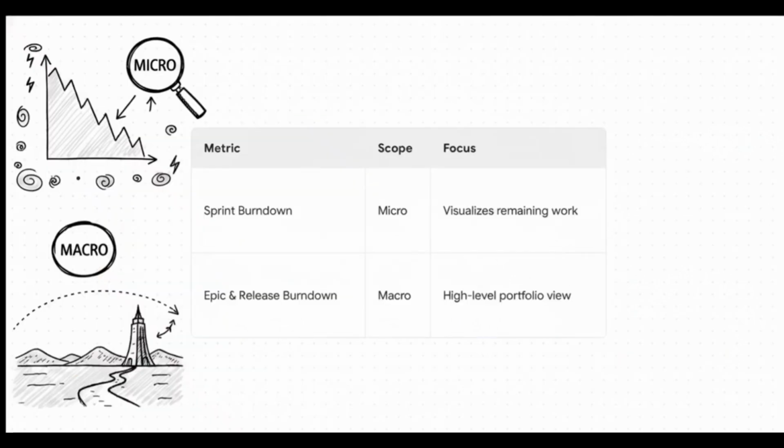This section of the dashboard answers the ultimate question. Are we actually on pace to hit our immediate and long-term goals? And to figure that out, we need 2 distinct lenses, the micro and the macro. First up, the sprint burndown chart. This is your micro-level view.